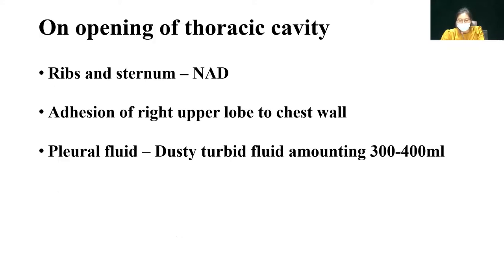On opening of the thoracic cavity, ribs and sternum are not remarkable. And on opening of the chest wall, there are adhesions on the right upper lobe and middle lobe to the anterior chest wall. On opening of the pleura, there was dusty double fluid amounting to 300 to 400 ml.